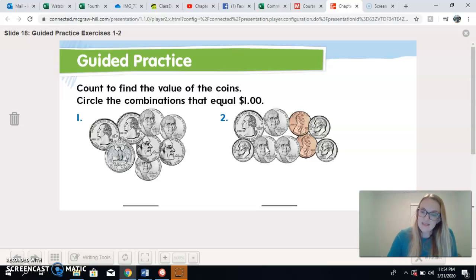The last number I said was 70. So then we're going to just count by ones. 71, 72. That group of coins did not equal $1. So we are not going to circle that group of coins. And for number 2, right below those coins, you're going to write 71 cents on the line below it.